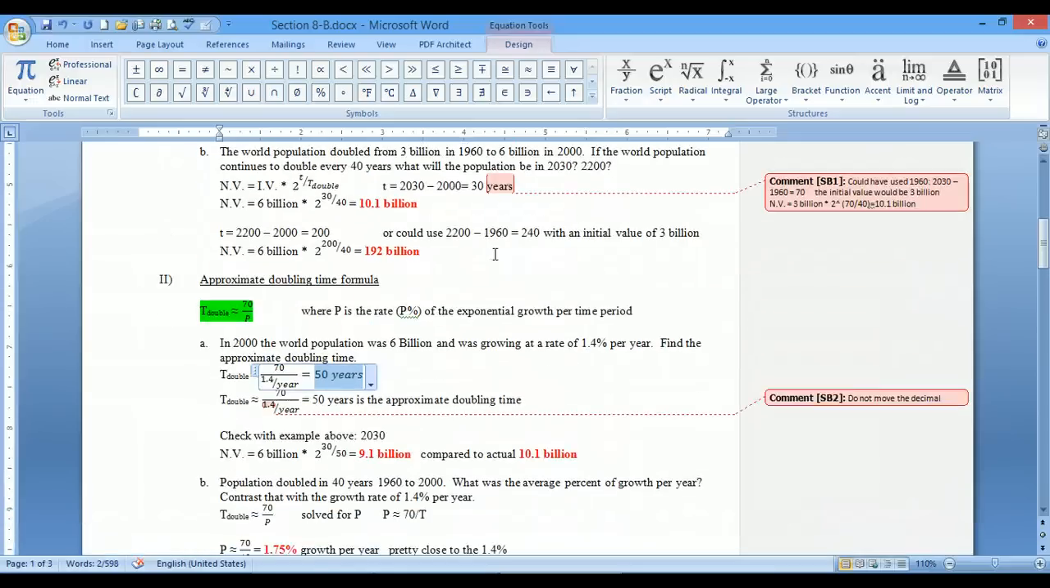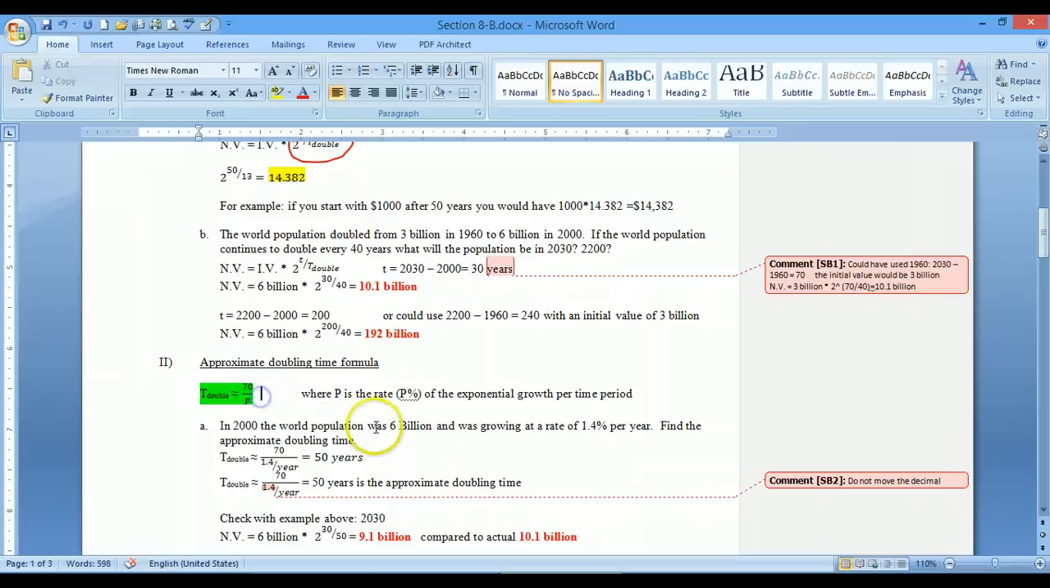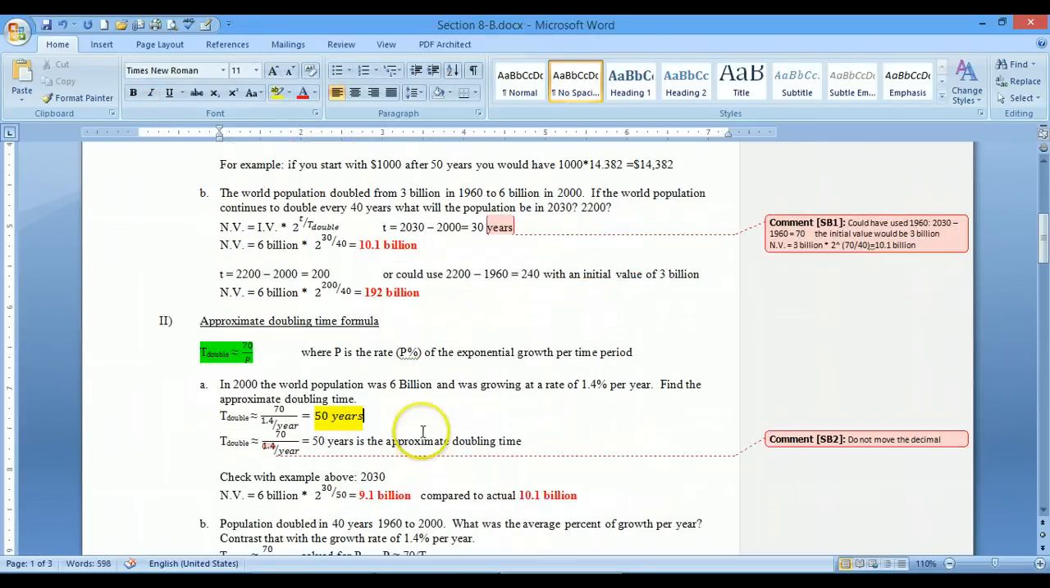Let's go back up and see, what did it say it was doubling? Every 40 years. So it is approximately equal. And I'm going to highlight this because that was the approximate doubling time. Also, please note, and I've made a little comment off to the side, on this one, do not move the decimal. You take the p and just drop off the percent.